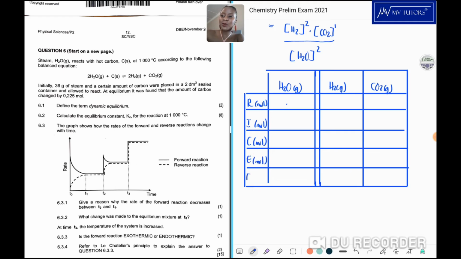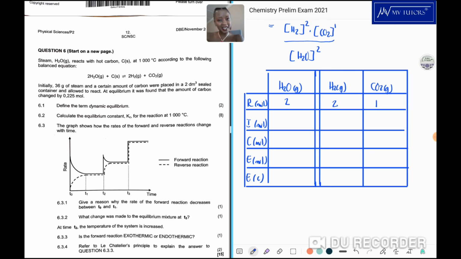And the reason I said ricey is because now we need to have it in concentration form. So rice, what does that stand for? Basically, that is the ratio of moles that we have. For steam, we have 2 moles. For hydrogen, we have 2 moles, and carbon dioxide, it's only 1 mole. And initially, when this reaction is about to start, we need to get the amount of moles that we have, okay?